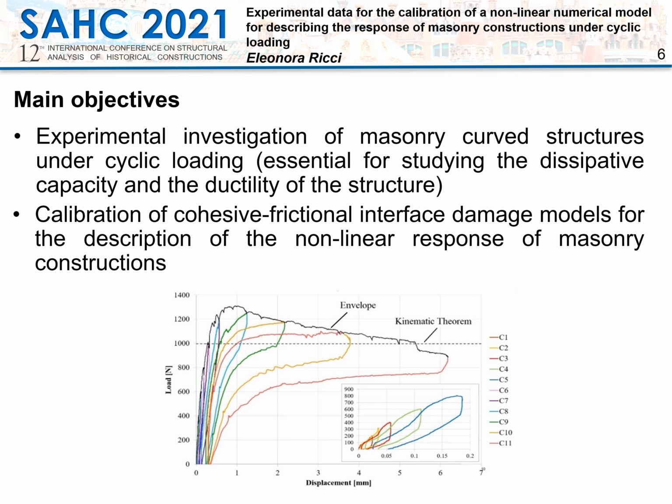Starting from the experimental data, cohesive frictional interface damage models can be calibrated. These allow for the description of the nonlinear response of masonry constructions under cyclic loadings.